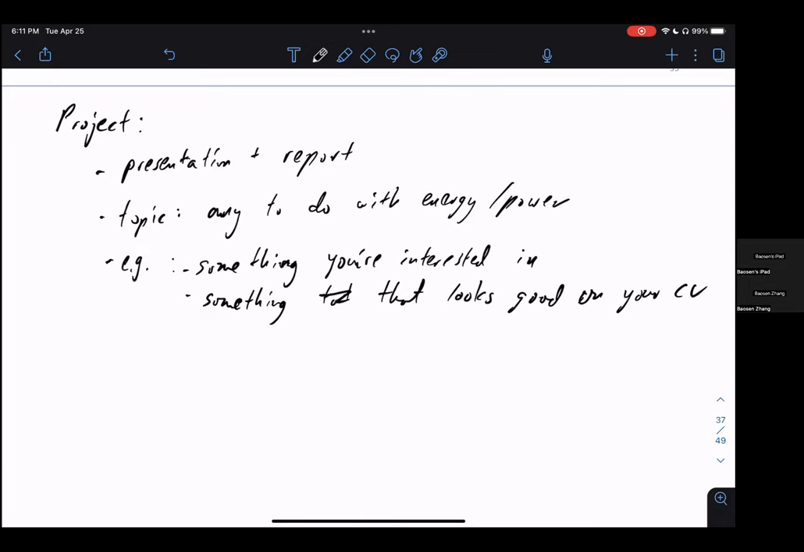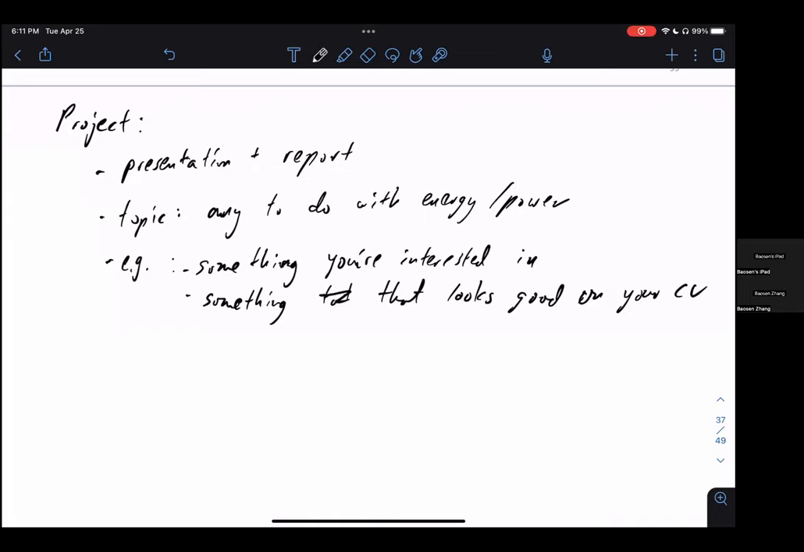So maybe you say, okay, I really want to use a tool that uses GANs, because I think that's a hot topic. I want to use generative models. I don't really know how to use generative models, but I just want to do that so it looks good on my CV. There are plenty of topics in power that actually use generative models.